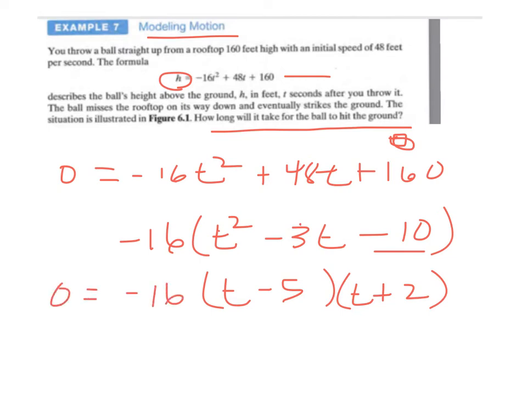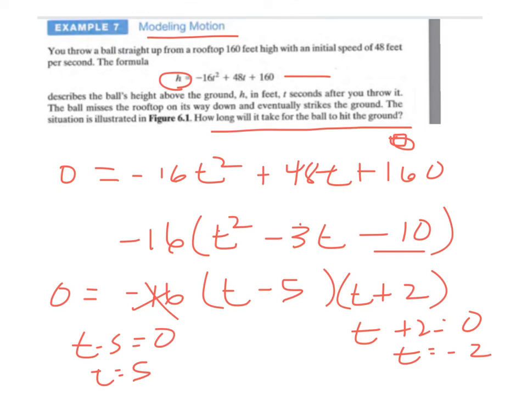So I can set each factor to 0. Well, negative 16, we don't have to worry about that, but we do have to worry about the other two. So I'm going to go t minus 5 equals 0. So t equals 5. And then t plus 2 equals 0, and I get t equals negative 2. Now, time cannot be negative, so we can automatically eliminate that. So the answer is 5, or 5 seconds. How long will it take the ball? It'll take 5 seconds.